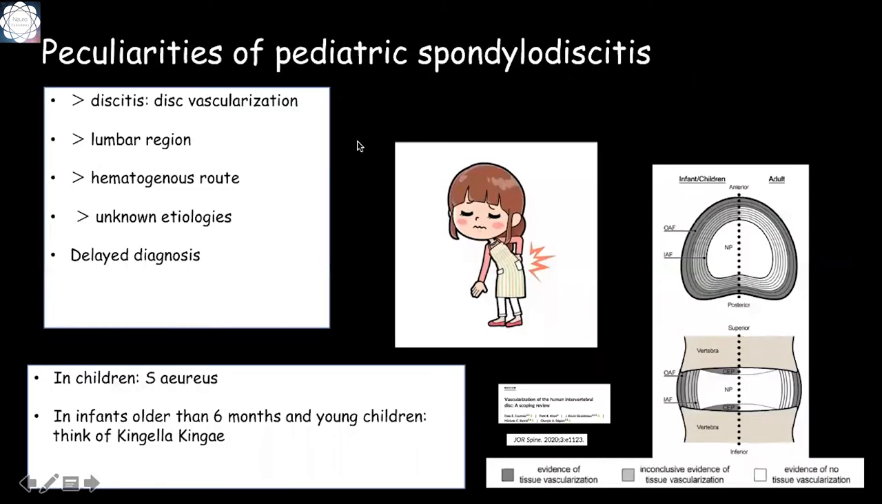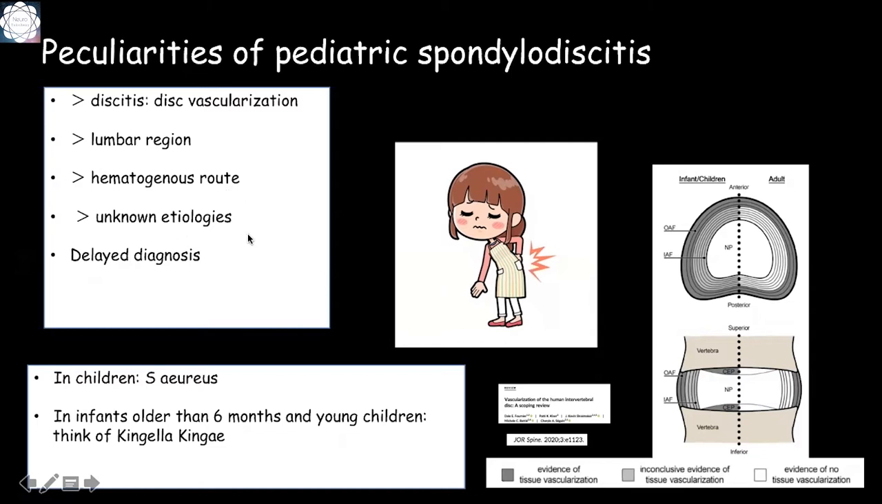Let me tell you some things about pediatric spondylodiscitis. The intervertebral disc in children is relatively vascularized in comparison with adults. You can see here in this graph on the left, the gray areas represent the vascularization of the disc space in children. On top of this, the lumbar region is the most frequently affected in children. The route of infection tends to be hematogenous.